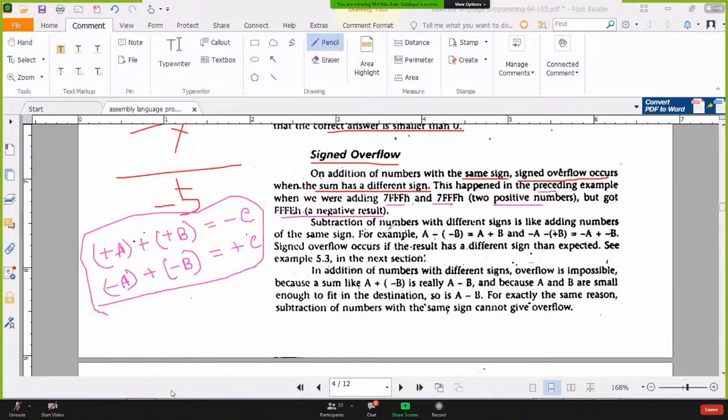The subtraction of numbers with different sign. Subtraction of numbers with different sign is like adding numbers with the same sign.